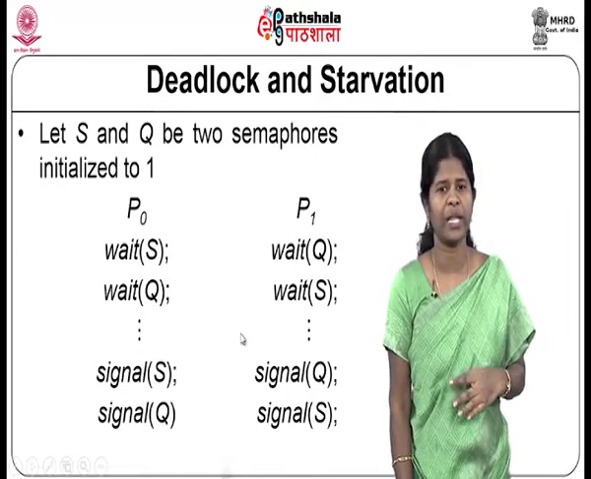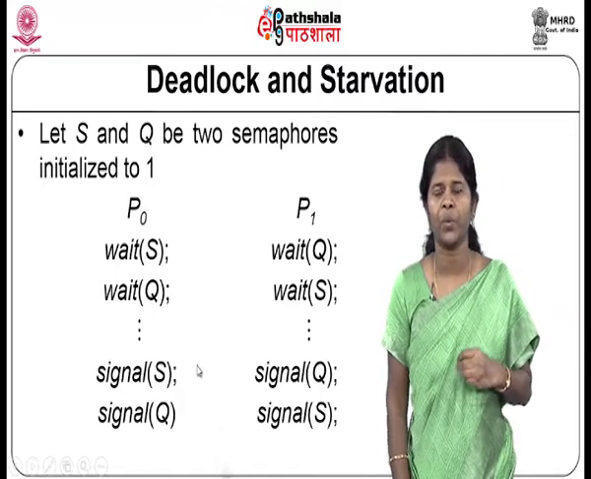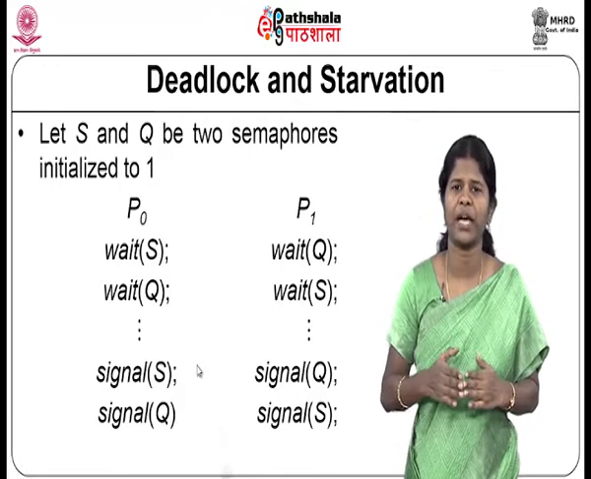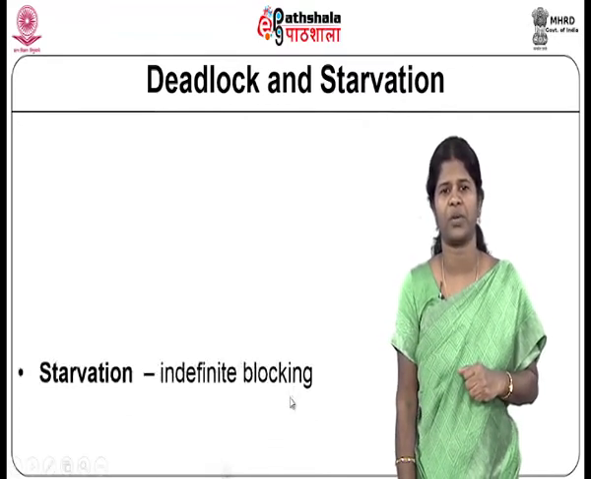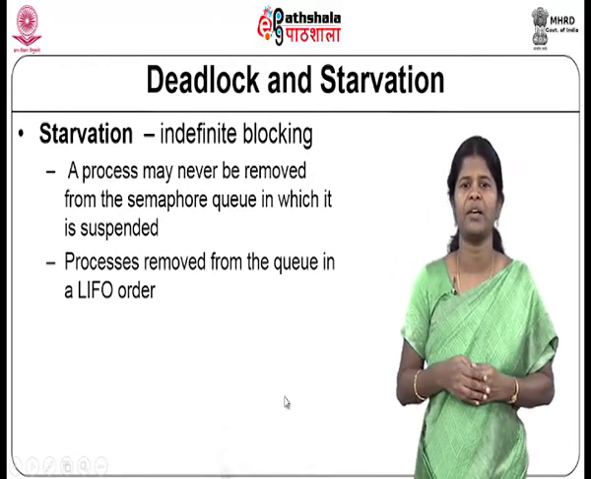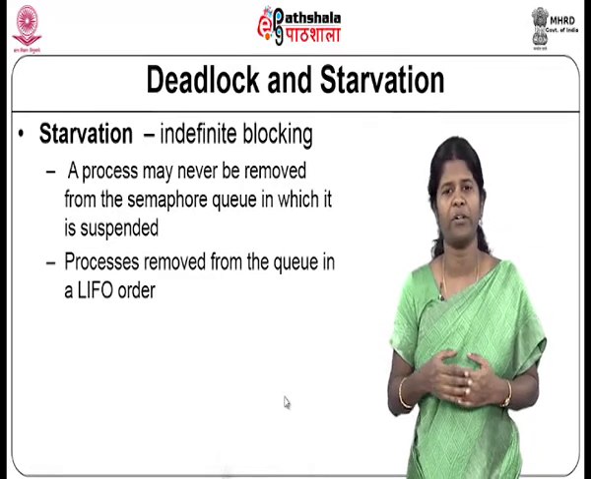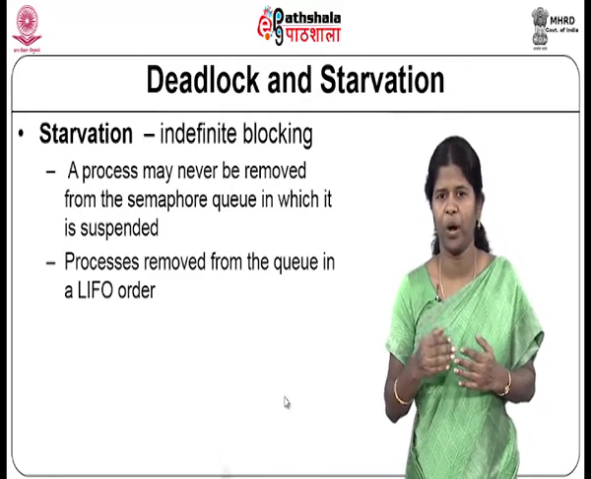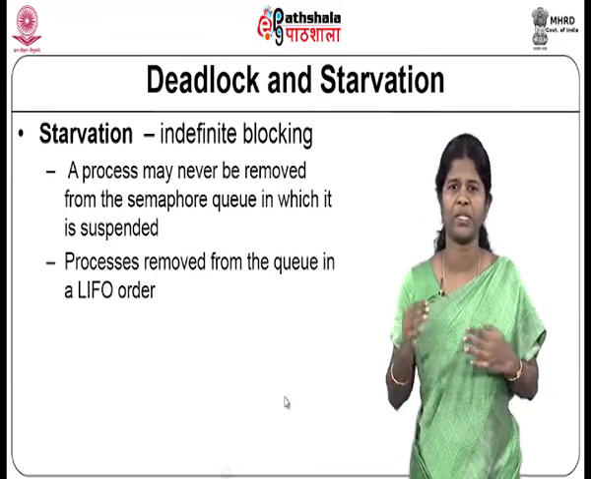So when we are using semaphores for a solution to the critical section problem, we need to ensure that the semaphores are used in a proper sequence such that they do not result in a deadlock and starvation kind of situation. So starvation, how can starvation happen? This is indefinite blocking. That is, a process may never be removed from the semaphore queue in which it is suspended. So we saw that when you put a process to the waiting state, you add it to the semaphore's queue and it is kept waiting.